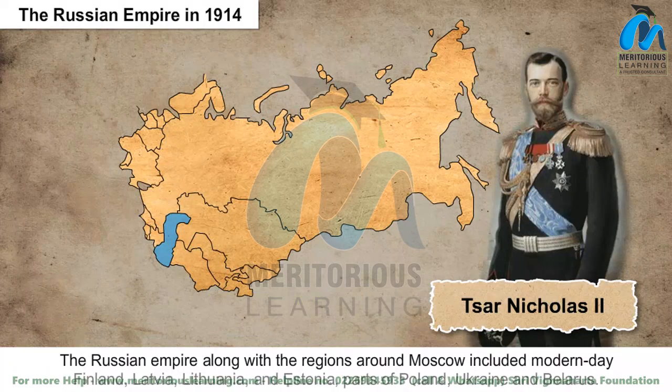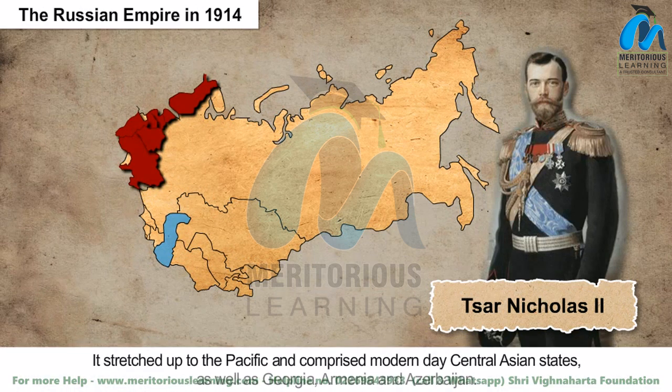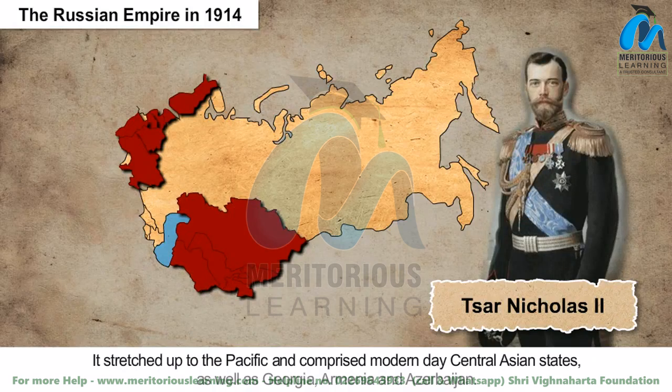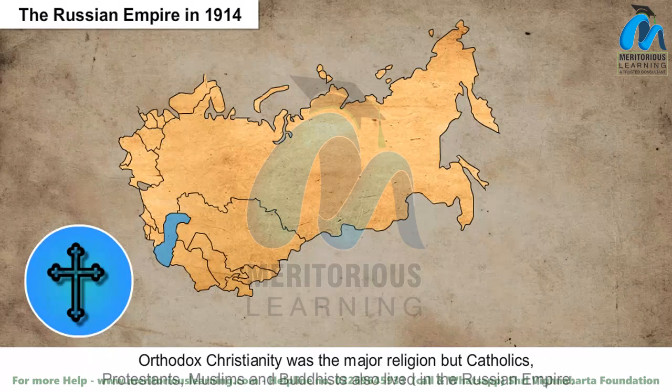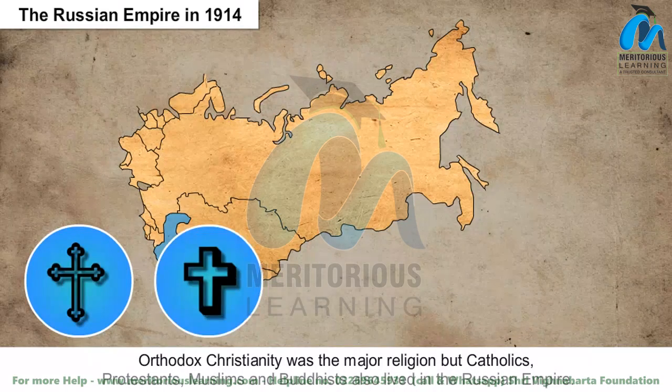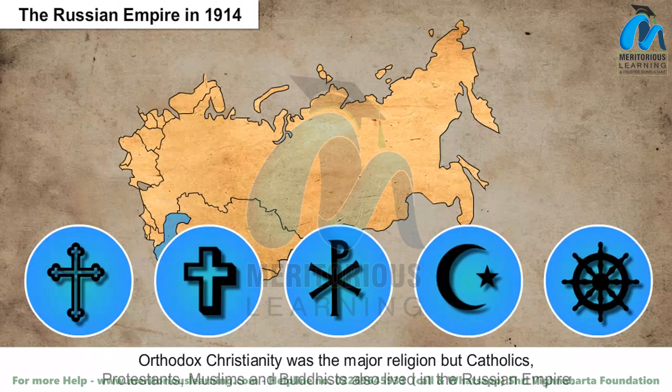The Russian Empire, along with regions around Moscow, included modern-day Finland, Latvia, Lithuania, and Estonia, parts of Poland, Ukraine, and Belarus. It stretched up to the Pacific and comprised modern-day Central Asian states, as well as Georgia, Armenia, and Azerbaijan. Orthodox Christianity was the major religion, but Catholics, Protestants, Muslims, and Buddhists also lived in the Russian Empire.